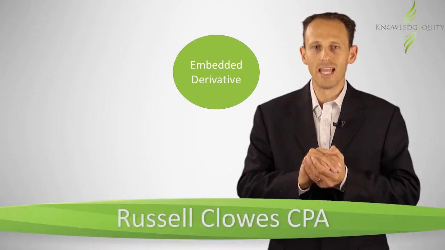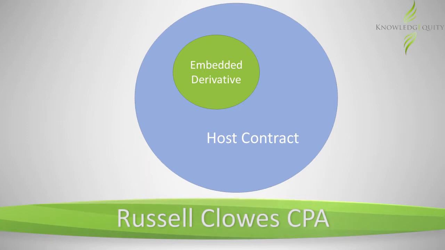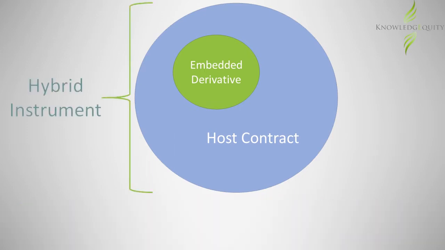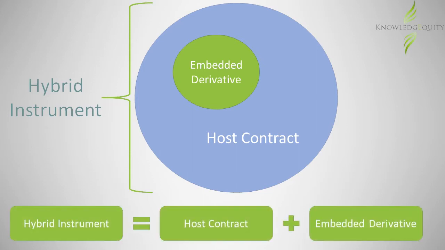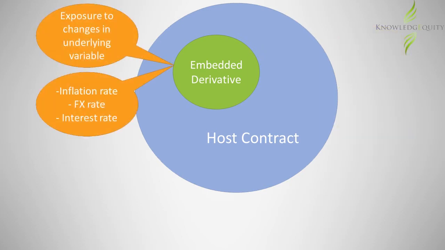An embedded derivative is simply a derivative that is included within a non-derivative host contract. We use the term hybrid instrument to refer to the combination of the host contract and the embedded derivative. The host contract refers to business contracts for things such as the sale or purchase of goods. The embedded derivative is the aspect or part of a host contract that presents an exposure to changes in an underlying variable, such as the inflation rate or a foreign exchange rate.